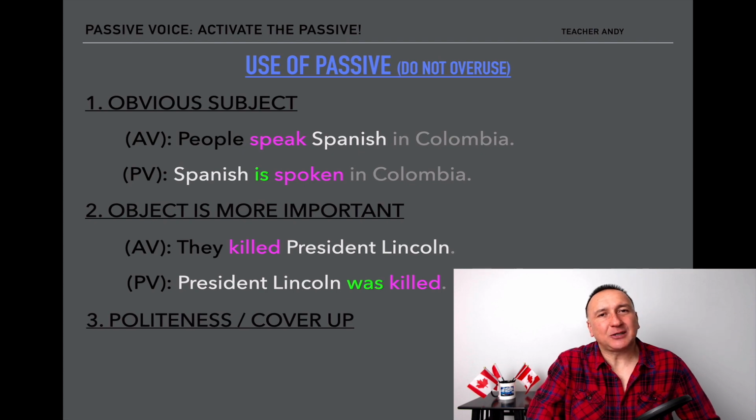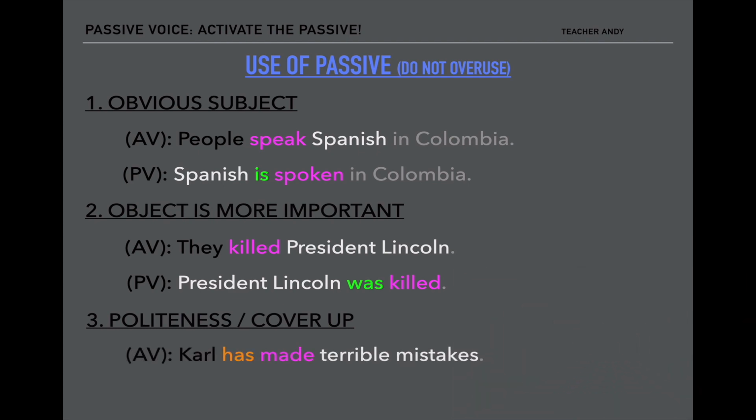Finally, there's a really cool example. It's when you're very polite or you want to cover up or you don't want to mention a name. This is a typical example for you to remember. I can say in active voice, Carl has made terrible mistakes. And again, here I'm pointing out Carl. Imagine we're together with a lot of people and we don't want to embarrass Carl, right? If I say Carl made the terrible mistake, imagine in an English class where everybody is afraid to speak. I don't just want to make Carl feel horrible, right? And speak less. What I want to do is mention that some mistakes have been made, but I want to do it without pointing out who did it, right?